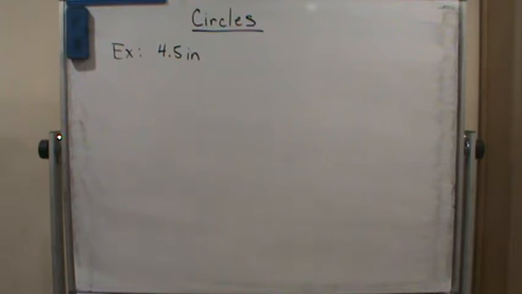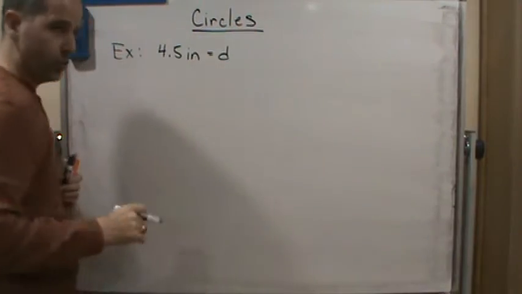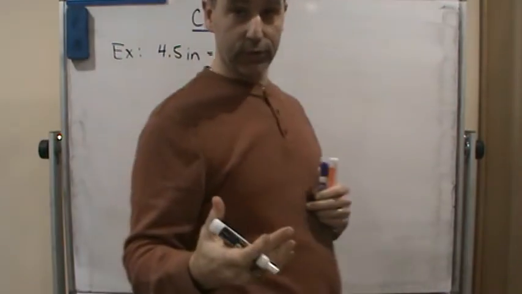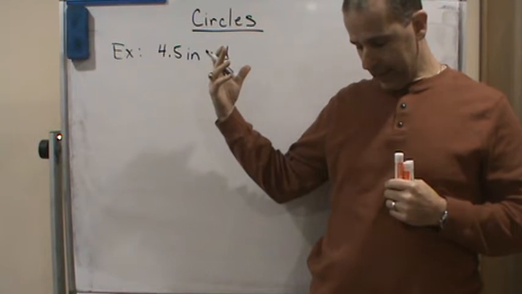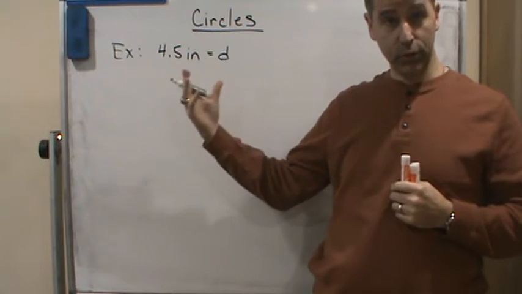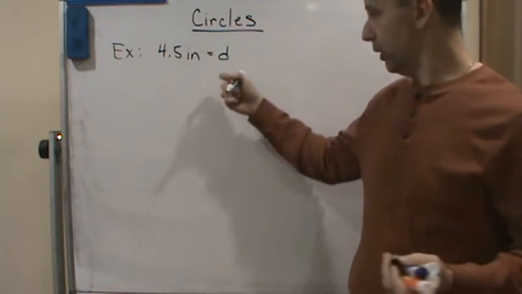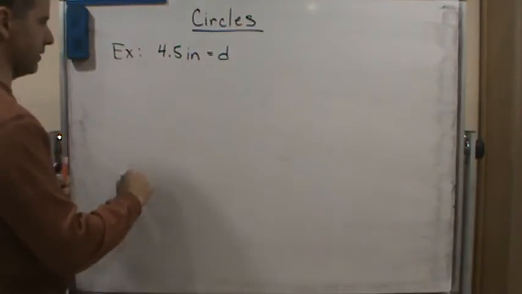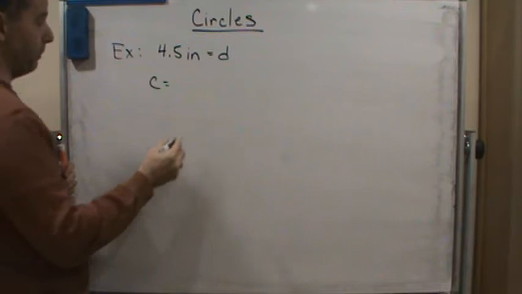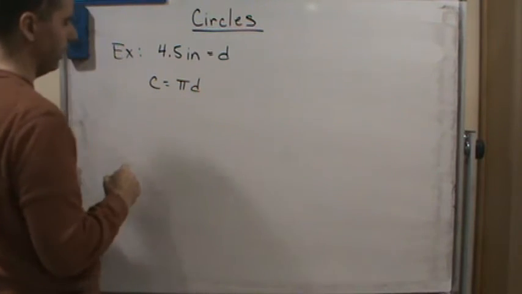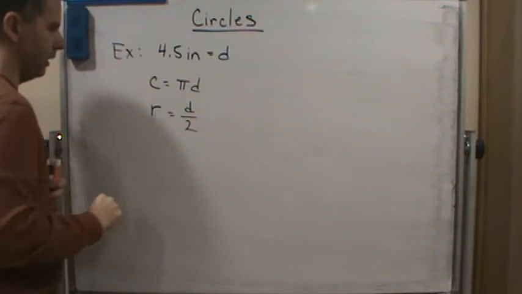Since this is the diameter, and it's easy to measure the diameter of a hole, much easier to measure an inside diameter using calipers than it is to measure the radius, a lot of times we'll use the diameter in these cases. To find the circumference, we're going to use the formula pi times d. And to find the radius we can use the fact that the radius is half the diameter.